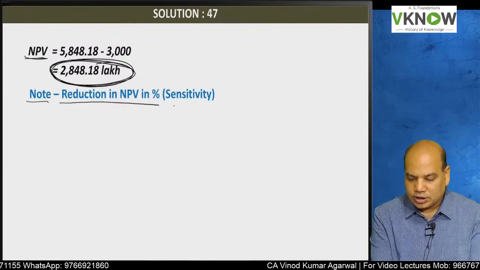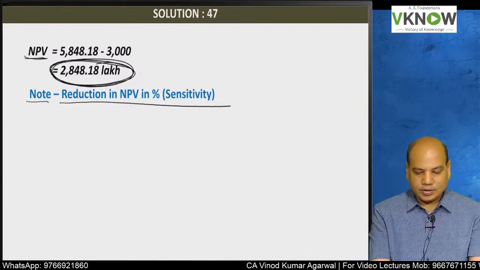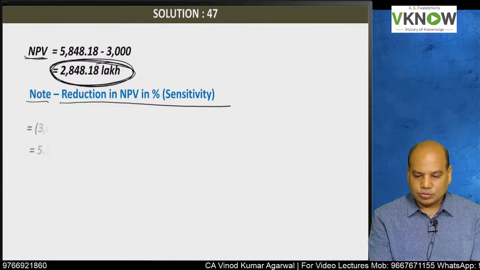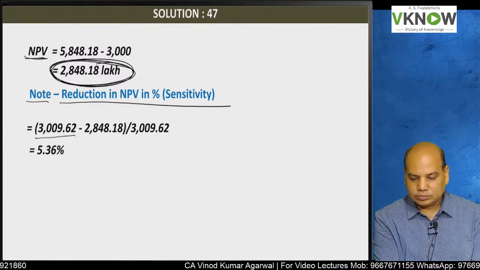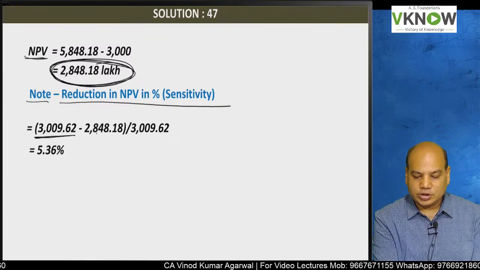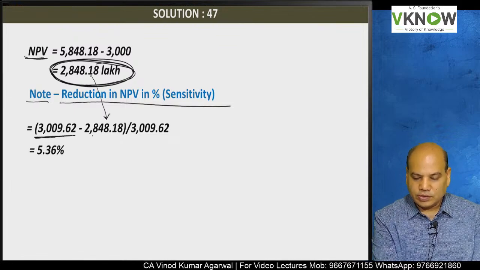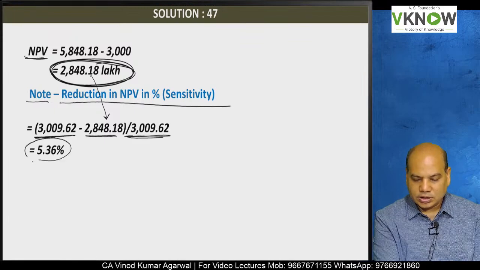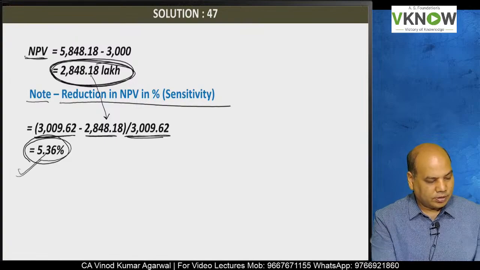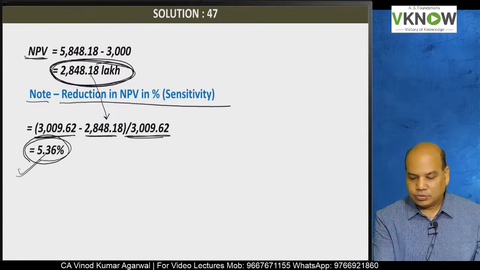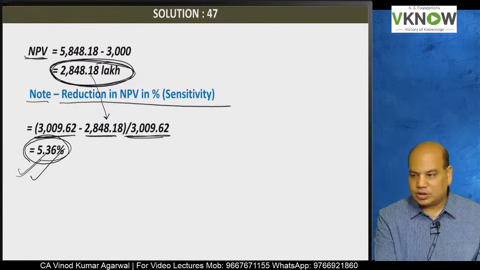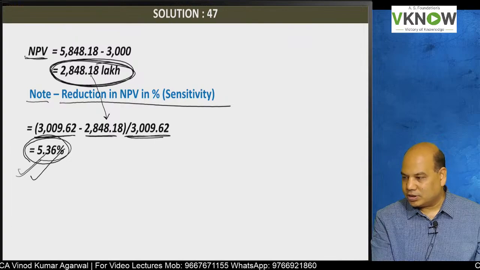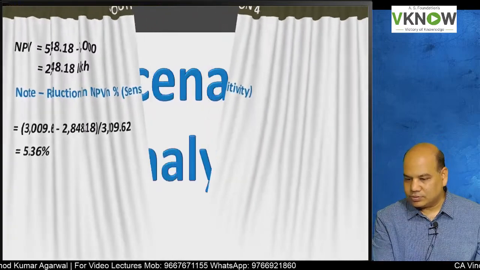Note, write down reduction in NPV in percentage. Your original NPV was 3009.62. This is your revised NPV. Divide by original NPV and please check and confirm the answer. Is it 5.36%? Just confirm. Yes, very good.